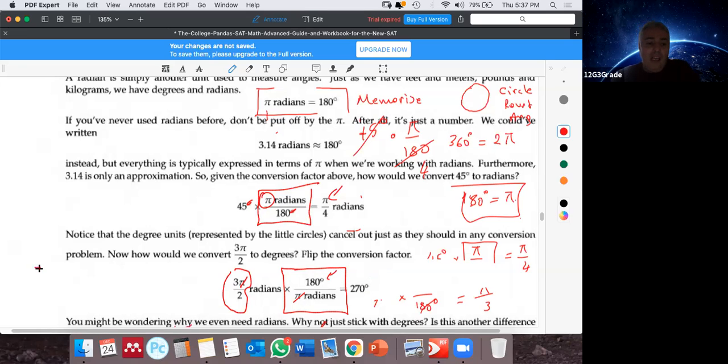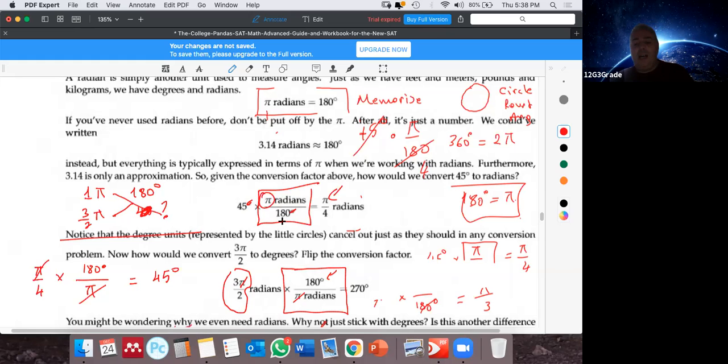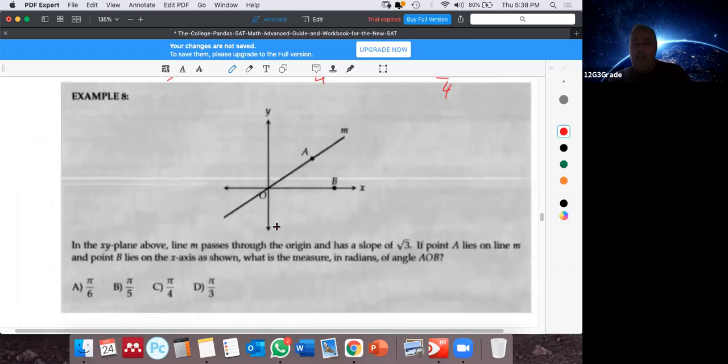So if you have pi over 4 radian, how many degrees? Times 180 over pi. So it will be 45 degrees. That's it. Or even you can say this: 1 pi radian is 180 degrees. So 45 degrees. Sorry, the question was 3 pi over 2. 3 over 2 pi radian, how many degrees? So cross product, 180 times this is equal to 1 times this. The result comes out. Now, do we have any question?